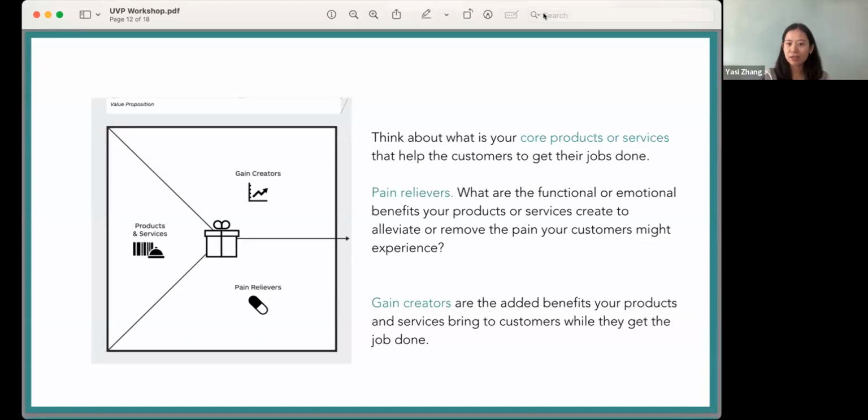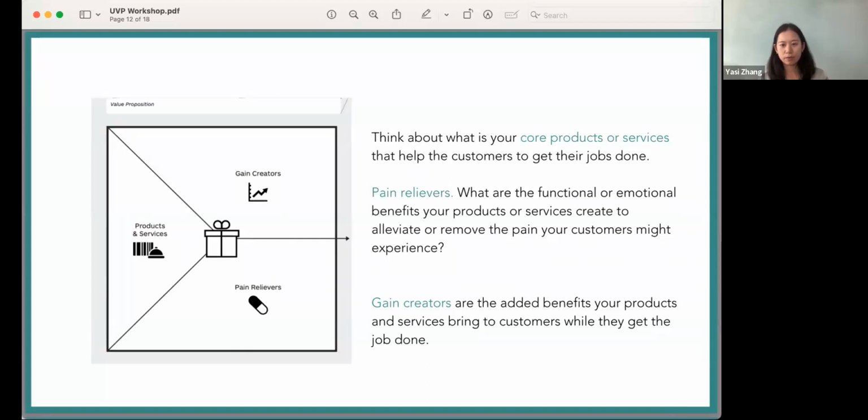And the gain creators are the added benefits your products and services bring to customers while they get the jobs done. Okay, it is not so essential, but if everybody only delivers products and services to help the customers get the jobs done, without the gain creators, you cannot differentiate yourself.